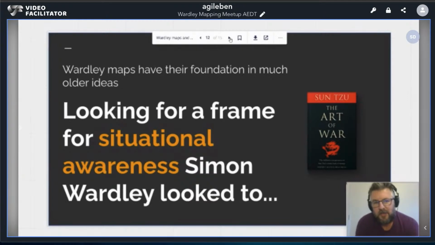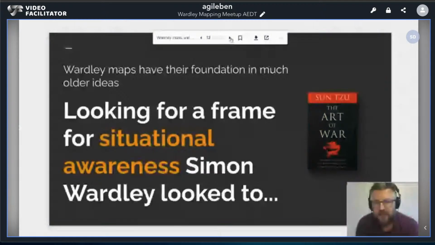But one really interesting thing from the early chapters is when he was in a similar situation, being in an executive leadership position and feeling like he either had missing data, and in some areas too much information, and he was struggling to make sense of it. He was looking for a frame for situational awareness, and so he looked to a book that he'd read years before, which was Sun Tzu's The Art of War.